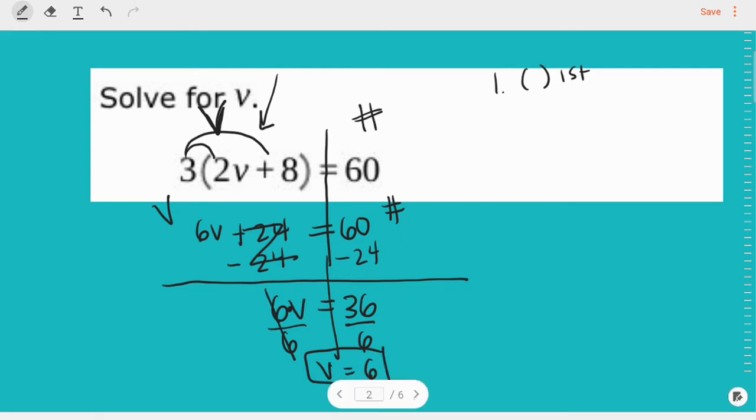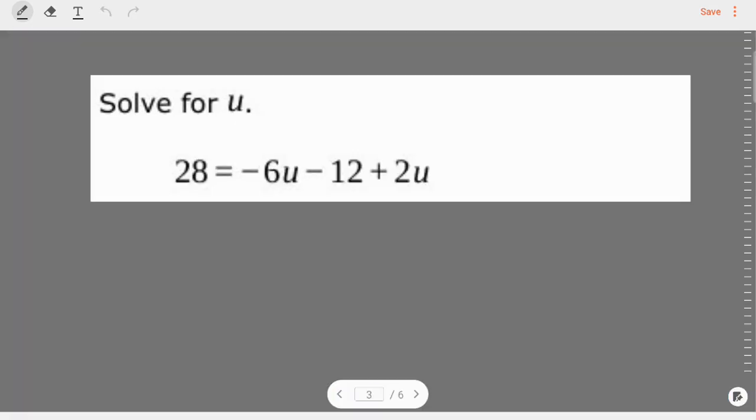All right, next problem. Solve for u. I draw my balancing line. Okay, which side is my variable side and which side is my number side? Well, this is the only side with a variable. So this is my variable side and this is my number side. The very first thing I'm going to do is look and see, hey, what I can do to simplify. 28 is already simplified, so let's look at the right-hand side.